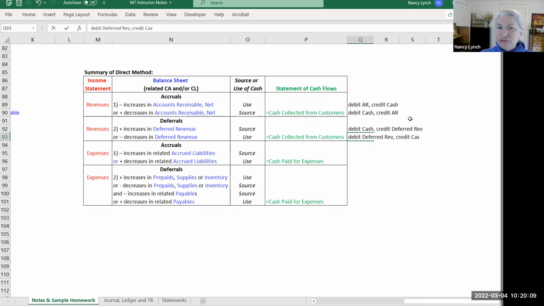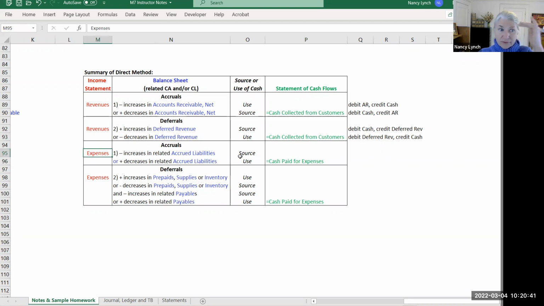Again, these aren't entries. It's just a way of having a logical way of looking at it. So here we go. I start with my revenues, and then I am going to subtract any decreases to get my cash collected, because basically what's happening is I didn't collect as much as I earned.